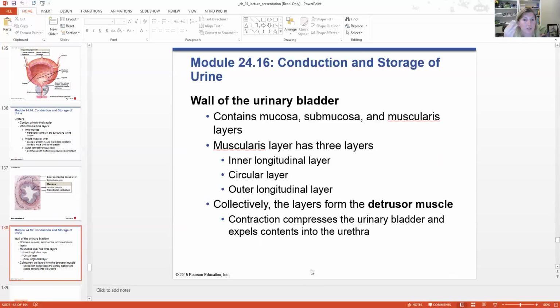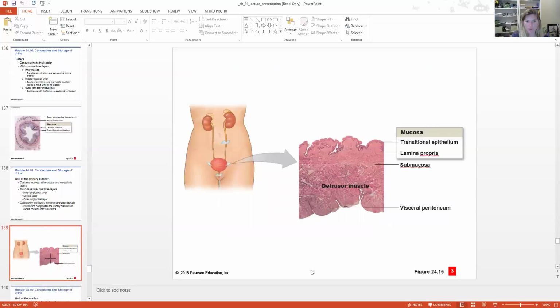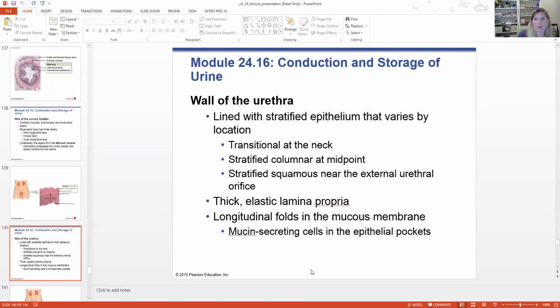The muscularis layer has 3 layers of muscle: a longitudinal, a circular, and an outer longitudinal. There's also a detrusor muscle. The detrusor muscle is going to compress the urinary bladder to really squeeze down and allow for that urine to get into the urethra. So there you see the detrusor muscle is this kind of extra layer there. Extra thick muscular layer, detrusor muscle.